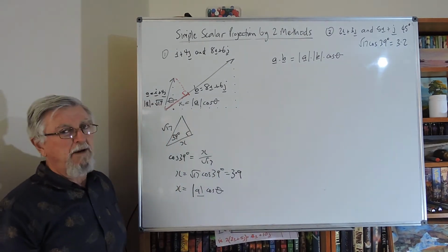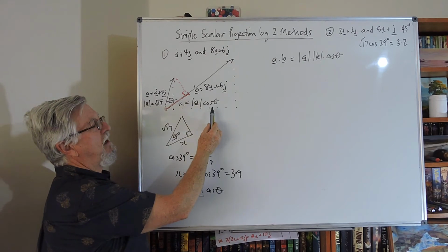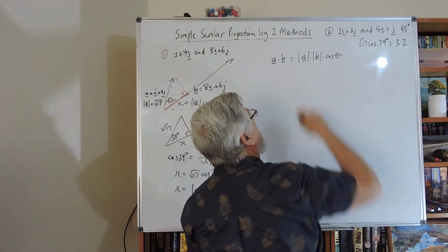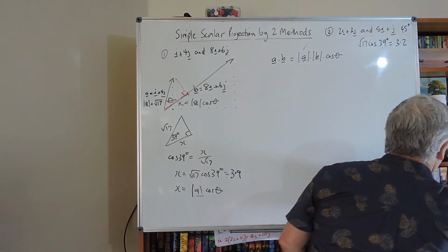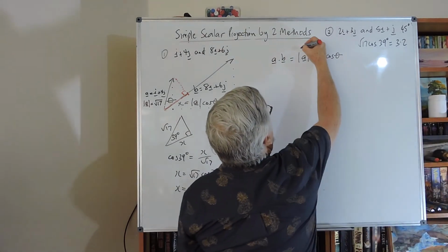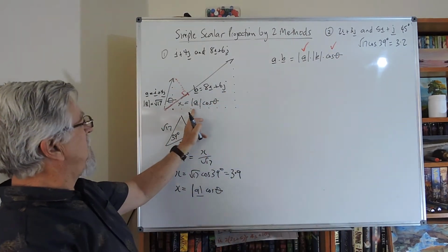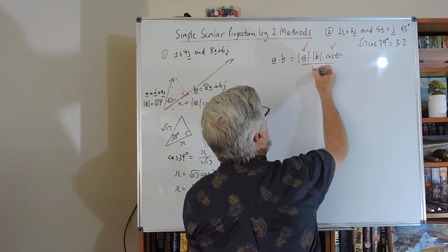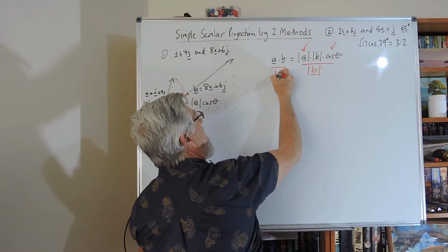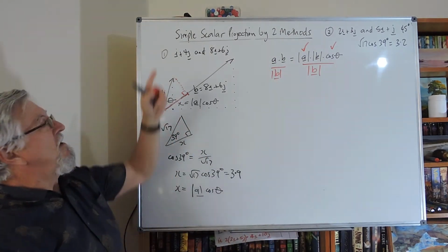So let's have a look what's happening here. This says the magnitude of A cos theta. So over here we've got the magnitude of A, and we've got the cos of theta. So if I want magnitude of A cos theta, I divide that by the magnitude of B, and this is another expression for the scalar projection.